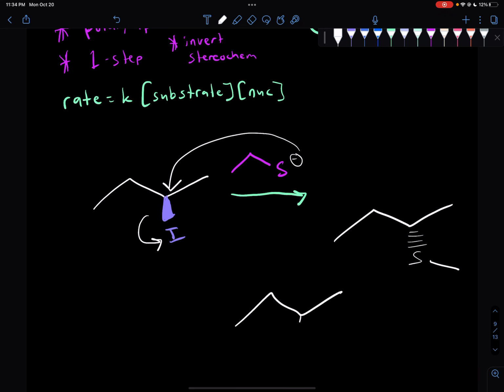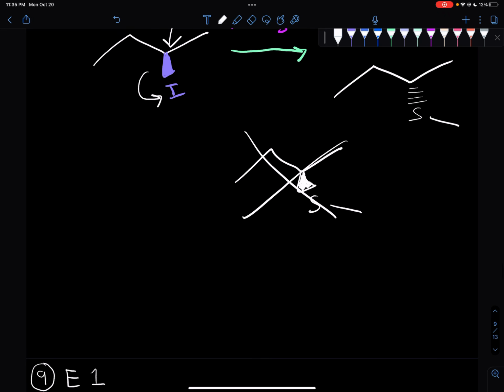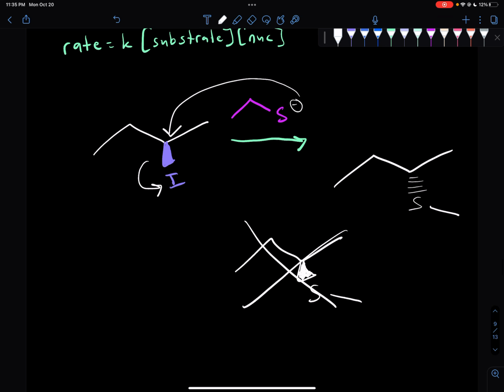So this is not possible for this specific reaction. This is not possible. So you do not form racemic mixtures. You only form a single enantiomer. So this is gone.